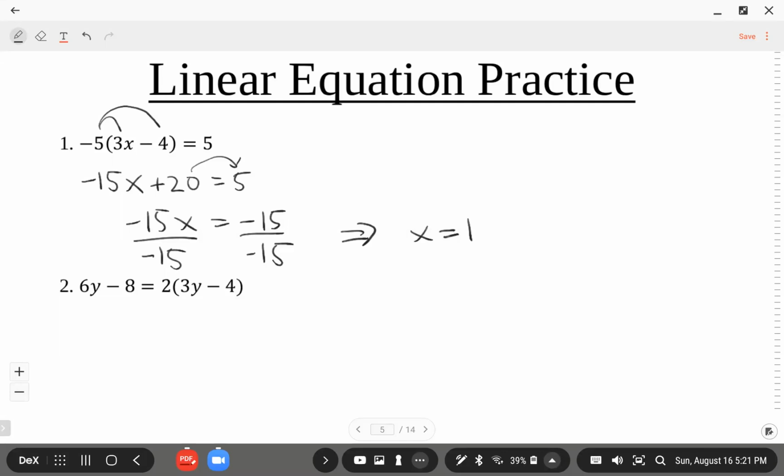So this is number 2. Let me read it out loud again. 6y minus 8 equals 2 times the quantity of 3y minus 4, okay? So please put your answer in the chat box, and if you have any questions, put them also in the chat box. Then once I walk you through it at the end, I will solve the equation and answer your questions. Okay? So please put your answer in the chat box. I'll give you a few moments.